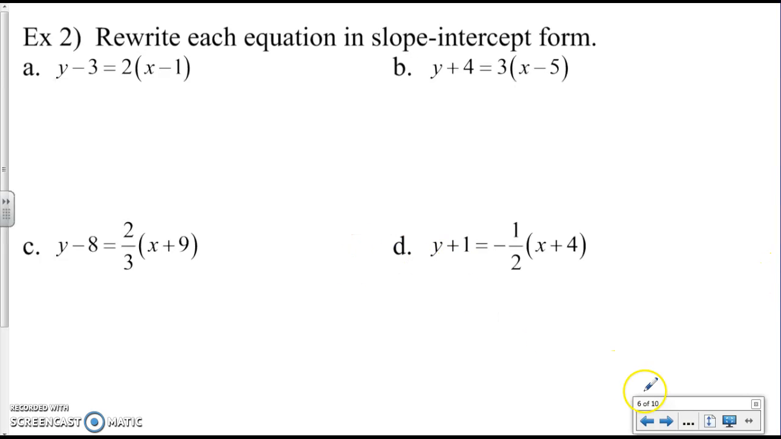Okay, for the next set of examples, we're going to take point-slope form, which is the form we just had, and change it to slope-intercept form. And there's actually two steps there. First is to distribute.